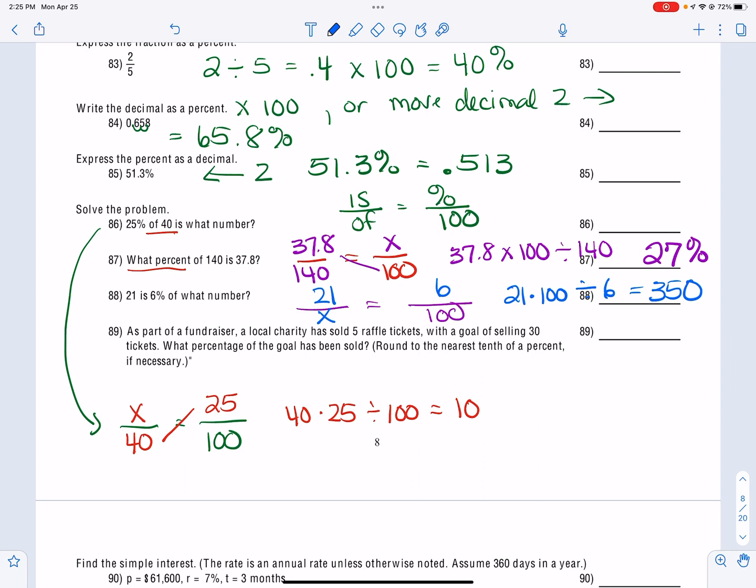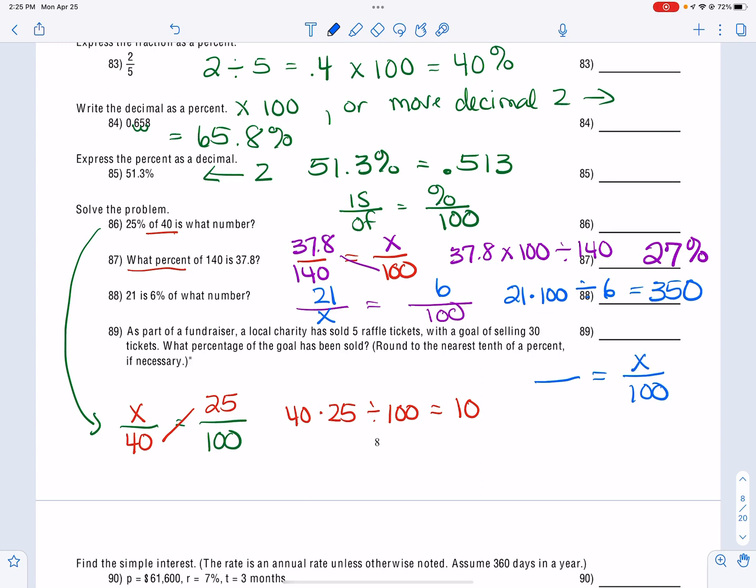Now, if we're trying to figure out a percentage of a given one, and this was one of the problems that you had on your test where you had to figure out the percentage of niacin in the cereal that was given. It says they sold 5 raffle tickets with a goal of selling 30. So their goal, the whole number that they want to sell is 30, but the part that they've already sold is 5. So you would do blank over blank is 100.